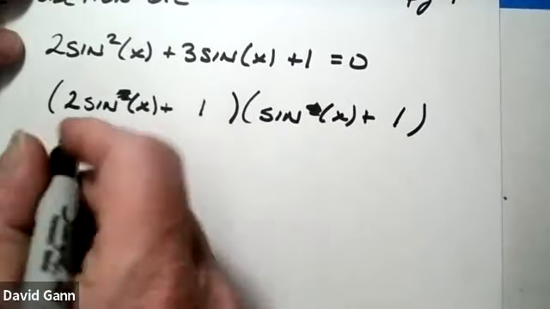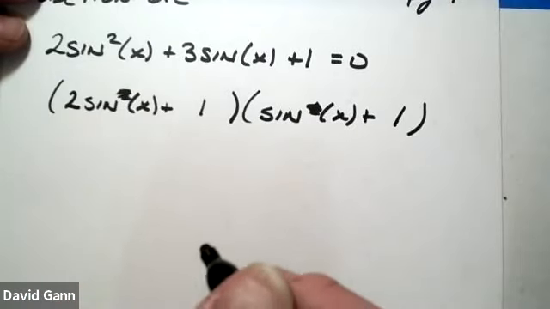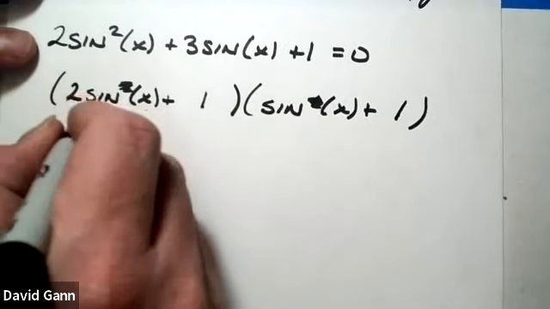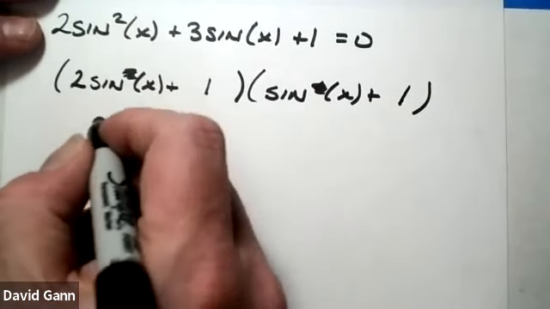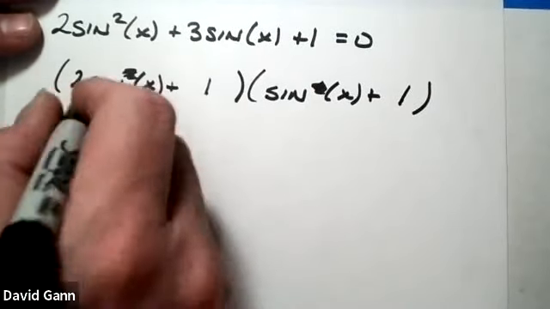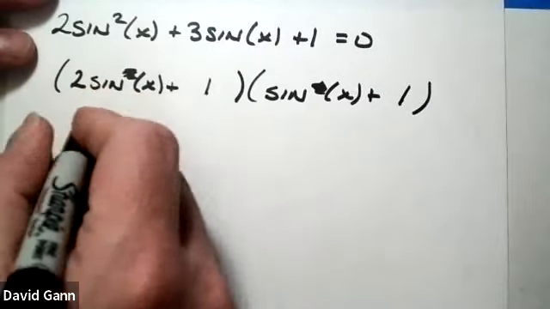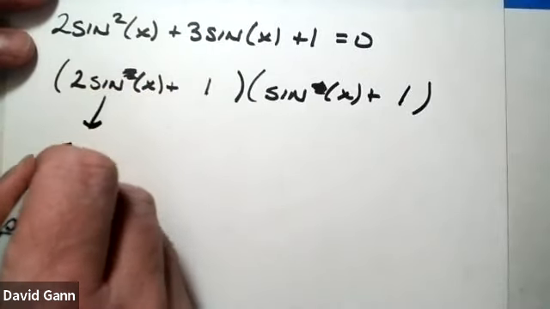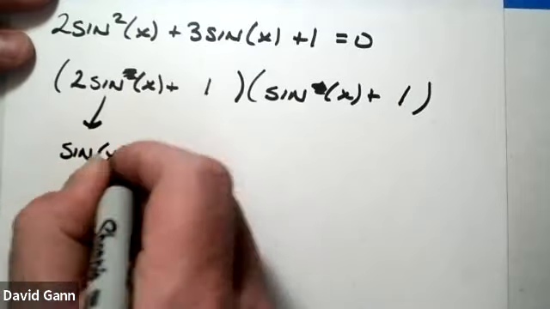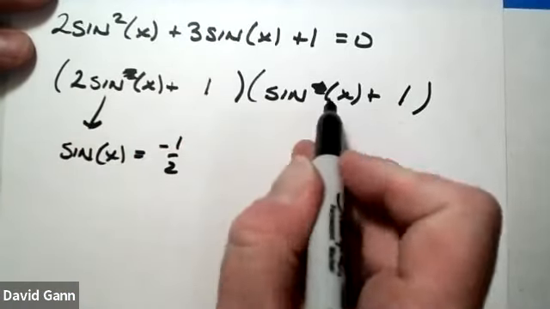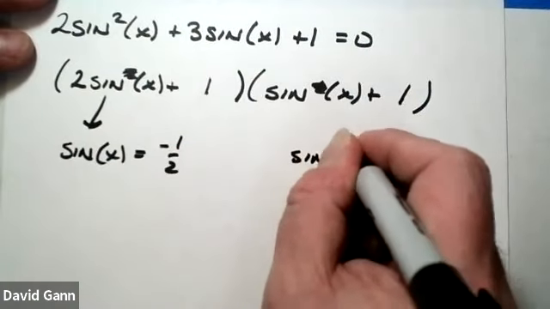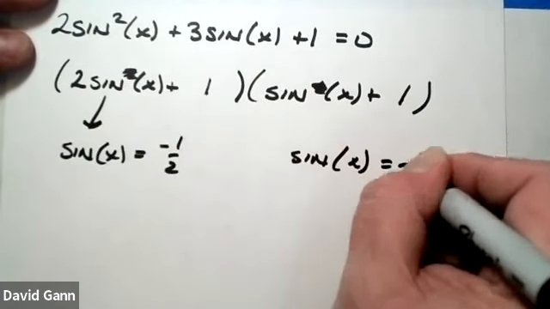And now this gives us 2 separate branches of the solution. I'm not going to do all the algebra, because you've seen it enough times that there's not a whole lot of need. But from this equation, you're going to get that sine of x is equal to negative 1/2. And from this equation, you're going to get that sine of x is equal to negative 1.